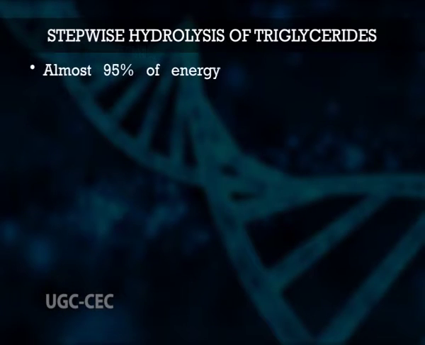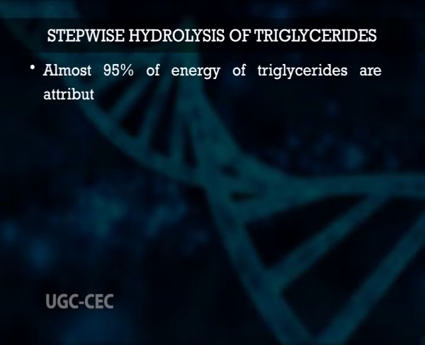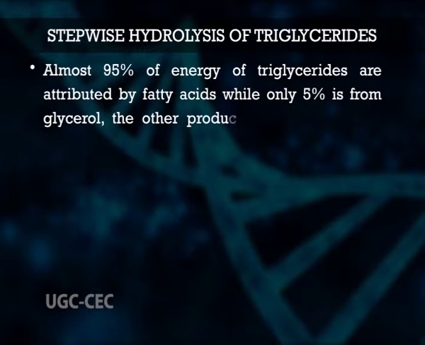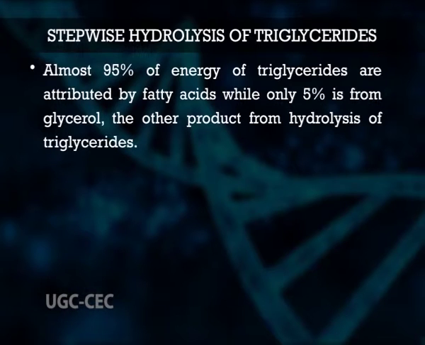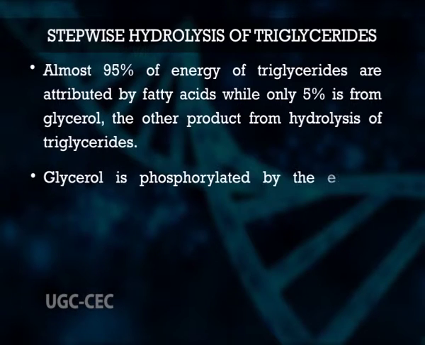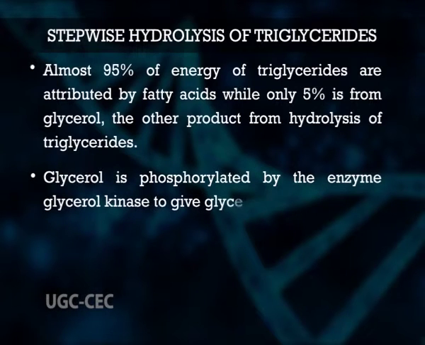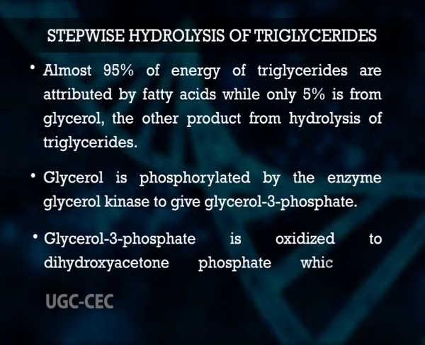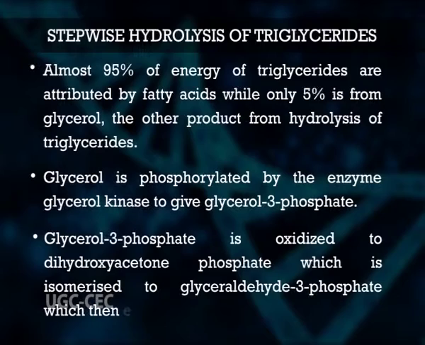Almost 95% of the energy of the triglycerides is attributed to fatty acids, while only 5% comes from glycerol, which was the other product from hydrolysis of triglycerides. Next, this glycerol is phosphorylated by the enzyme glycerol kinase to give glycerol 3-phosphate. The glycerol 3-phosphate is oxidized to dihydroxyacetone phosphate, which is isomerized to glyceraldehyde 3-phosphate, which then enters glycolysis.